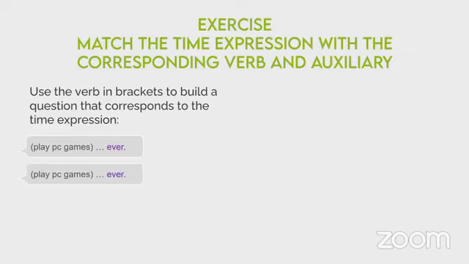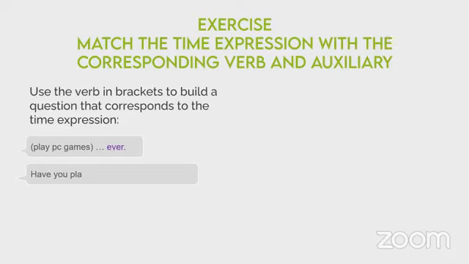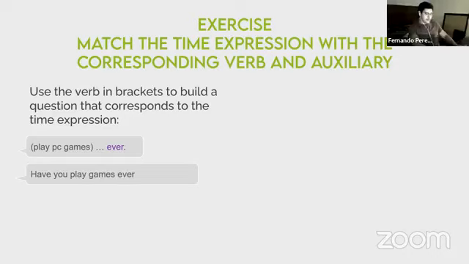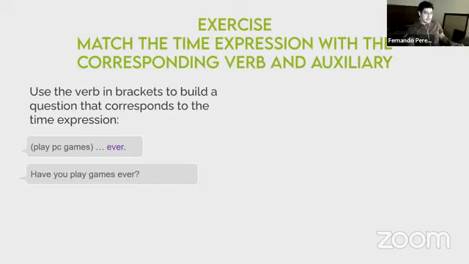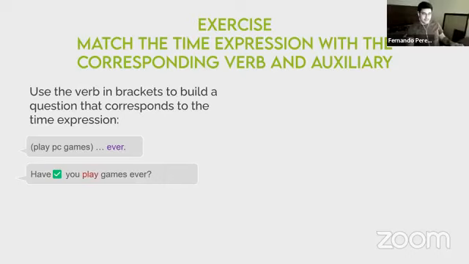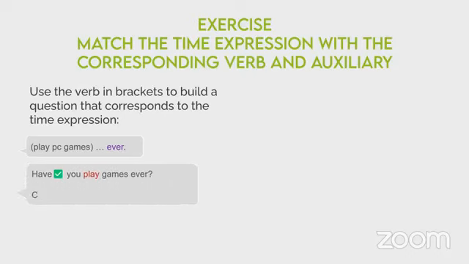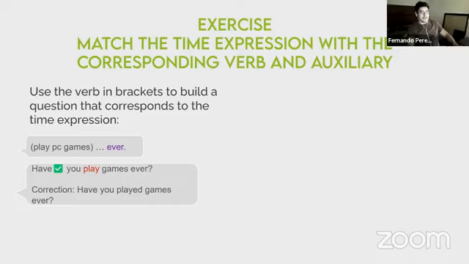Go, Laurita. Have you played games ever? You're very close, but that's incorrect. I mean, the auxiliary was correct, so the have. That part, the verb in the past participle, is right. Exactly. Correction: have you played games ever? That sounds much better.